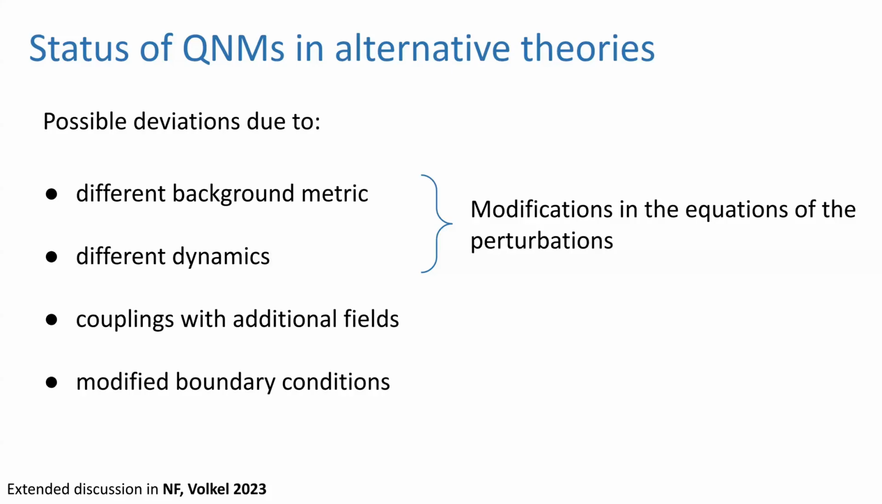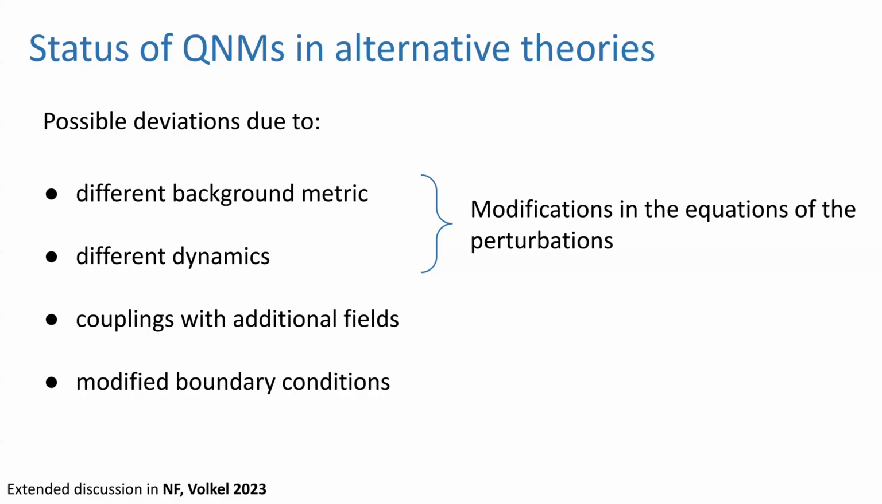But then on top of this, in alternative theories, there might also be new fields and new fields coupling to gravity. So this might create coupled perturbation equations. I'm thinking of cases where there is a scalar field coupled to gravity. In that case, there would be a system of two perturbation equations.